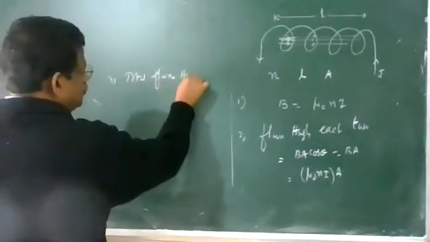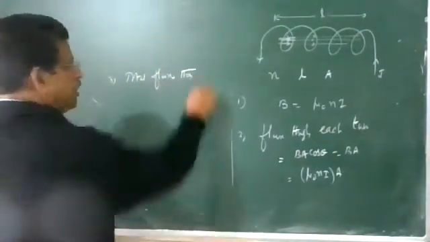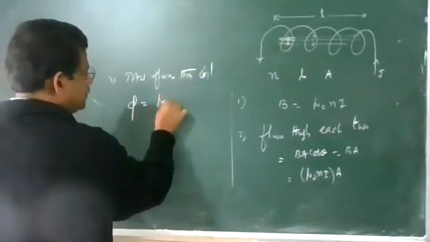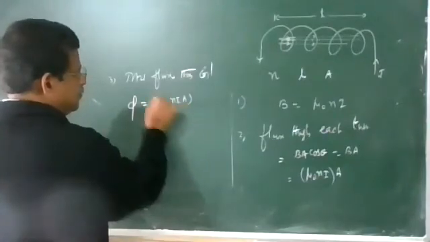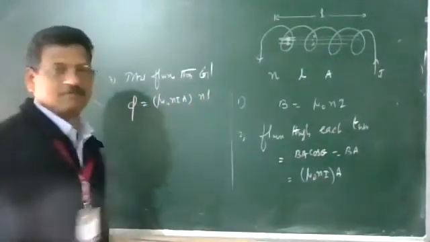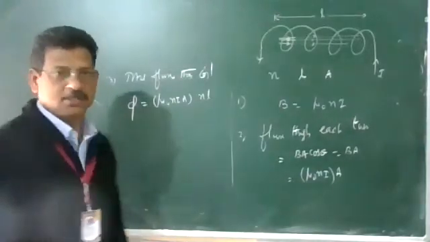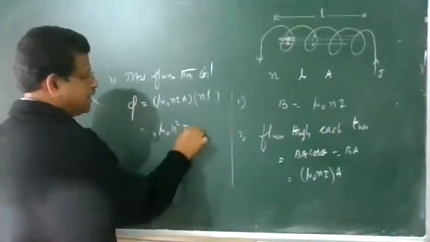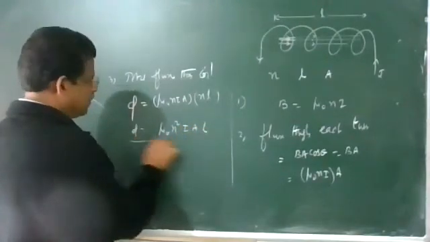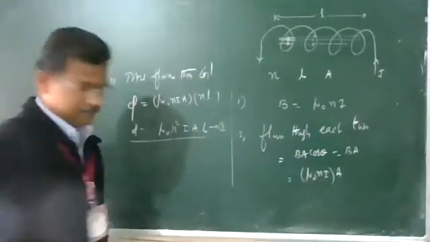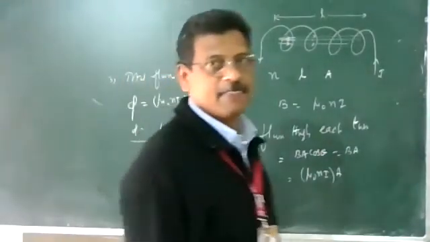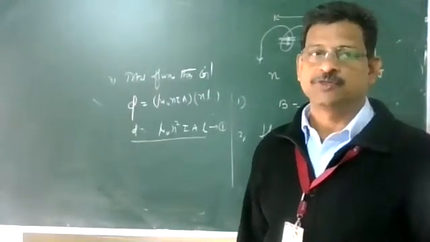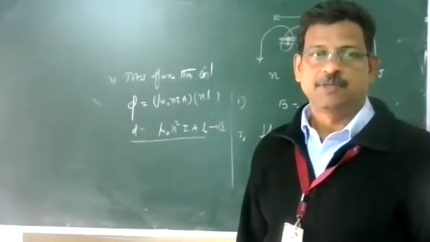Total flux through the entire solenoid, the coil: phi is equal to the flux through one turn, mu naught n I A, into the number of turns, total number of turns n l. So it is mu naught n squared I A l, the total flux because of the current. So phi equals mu naught n squared I A l is the total flux through this coil. This is point number 3.